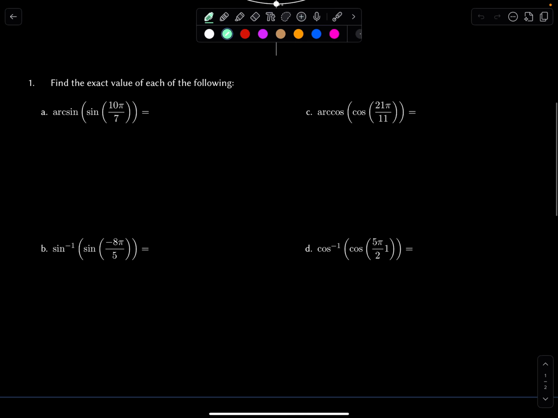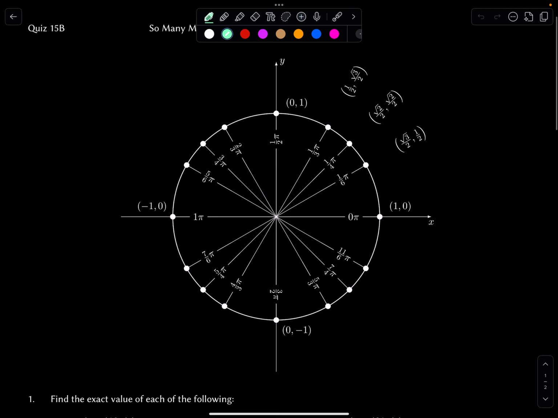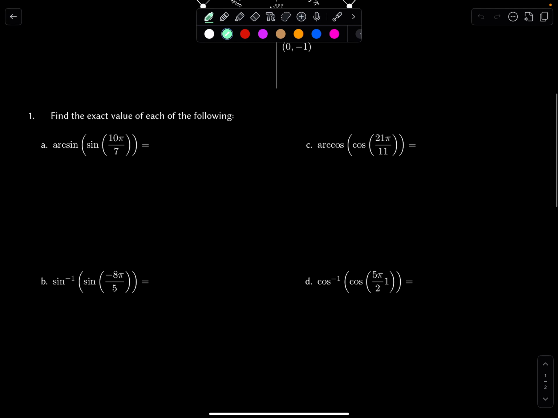All right, well, let's go ahead and work through these problems. Probably the easiest way to do this is to actually just sketch the angle itself. Then we'll go up and try to figure out exactly where on the unit circle we are so that we can get this correct. So we're starting off with the sine of 10 pi over 7.